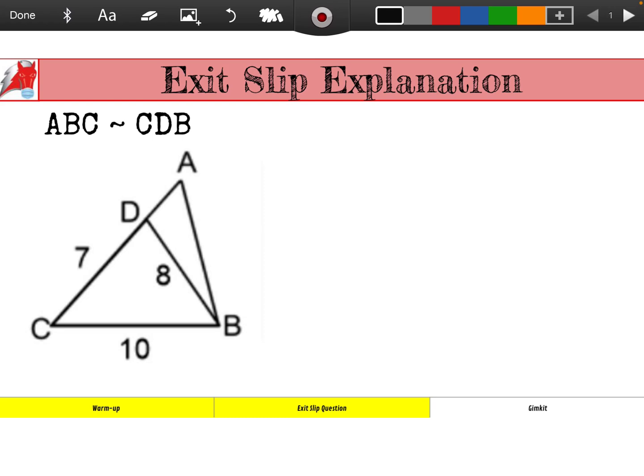Hey everybody, Swarsky here. Just wanted to give you a quick little explanation on that last question on our exit slip. I know that one was probably a challenge. It was meant to be tough. Some of you might be a little frustrated, saying I didn't know what to do. I was confused. I didn't know how to set it up. So I'm going to just show you.